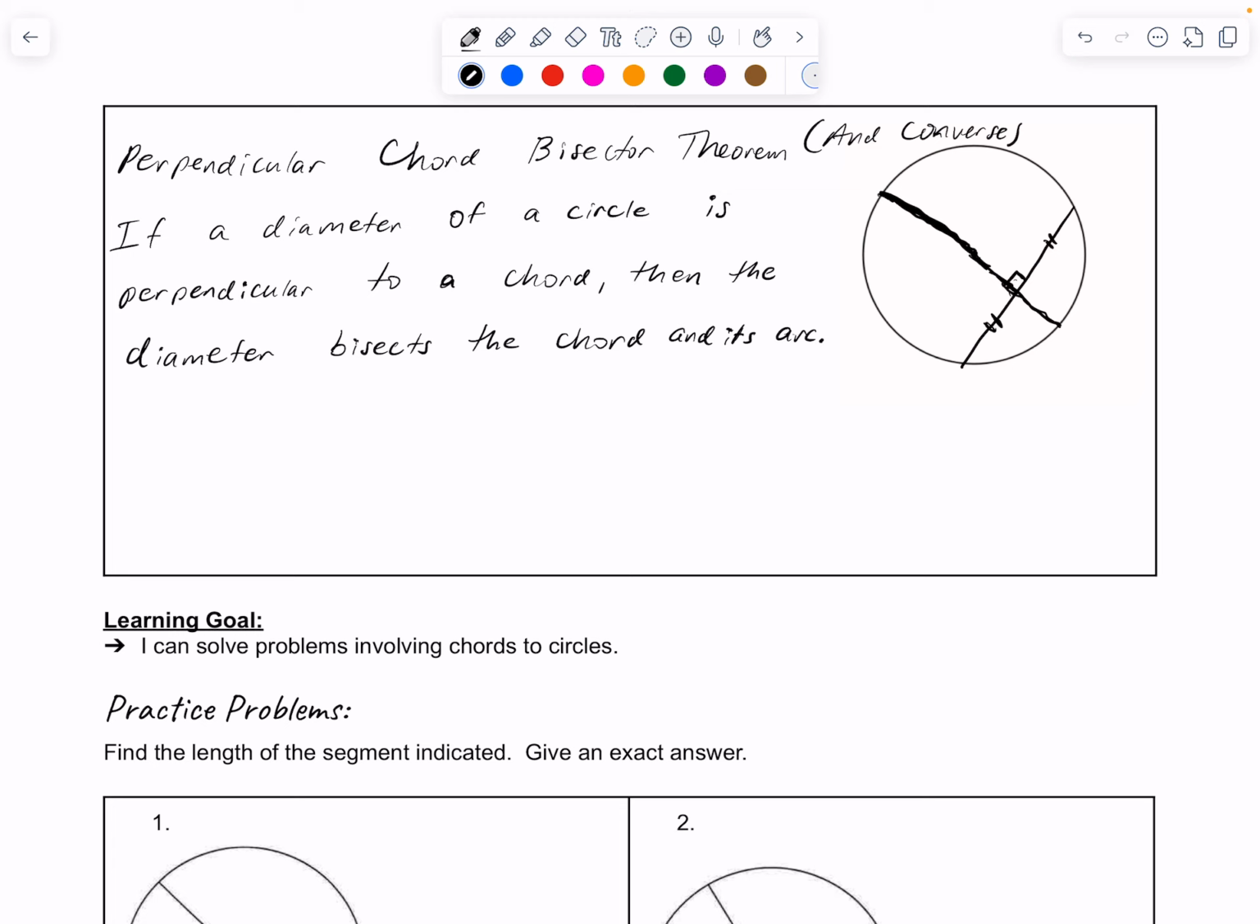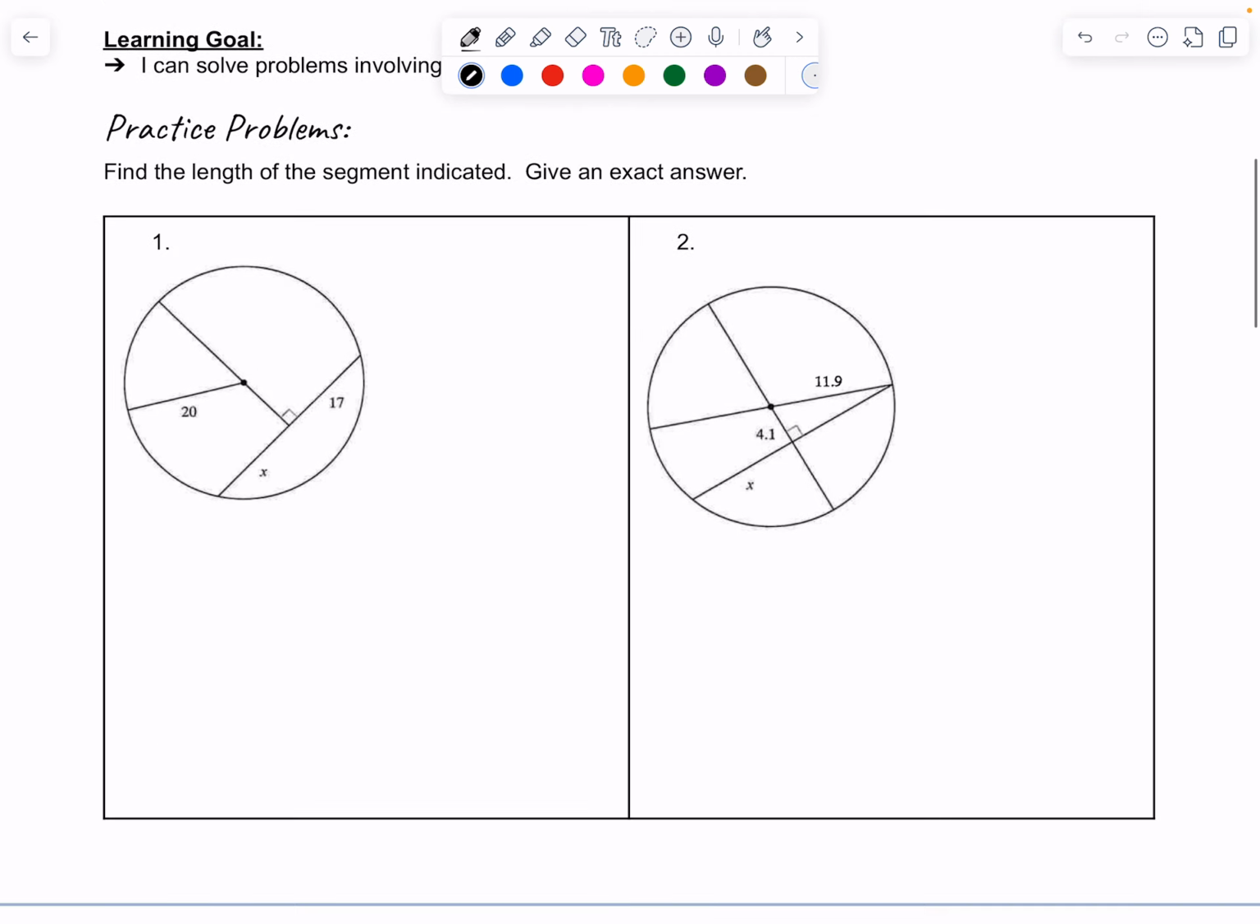So if a diameter of a circle is perpendicular to a chord, then the diameter bisects the chord and its arc. So kind of the key thing is if I'm looking at this diameter, we see that 90-degree angle, so perpendicular, and you'll notice that these two segments of the chord are going to be the same. Okay? All right, so let's use that with some of these practice problems.